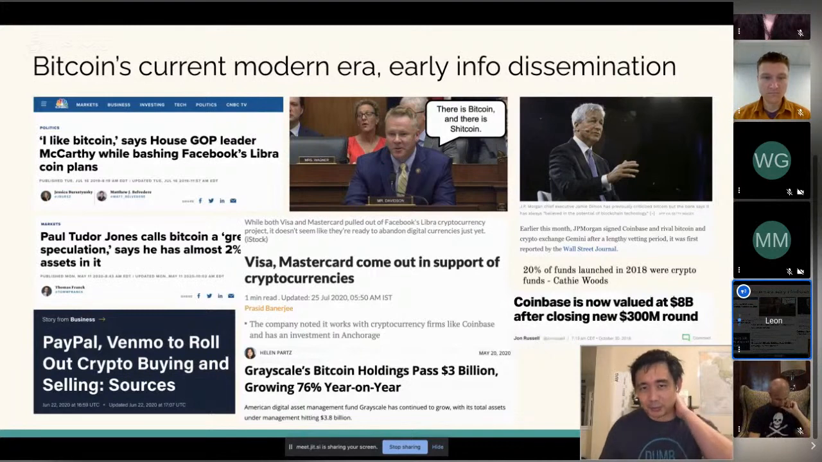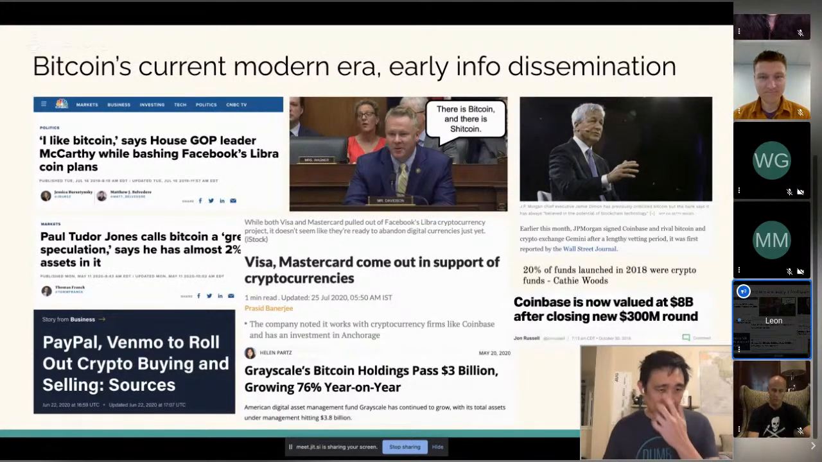So here in the middle, we have Representative Davidson from Ohio. And this was during the Facebook Libra hearings. And I watched all 6 hours of that. And what was surprising was they were very negative on Facebook, but they were very positive on Bitcoin. Like multiple reps were talking about there is Bitcoin and there is shitcoin, and talking about how Bitcoin was decentralized and Facebook's Libra was centralized. That was surprising to even me.